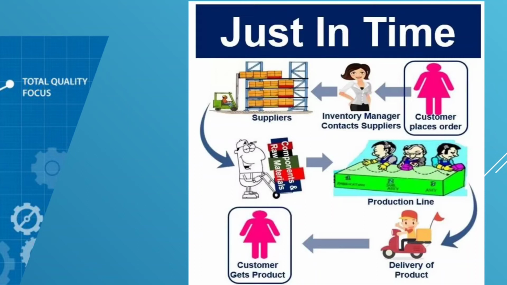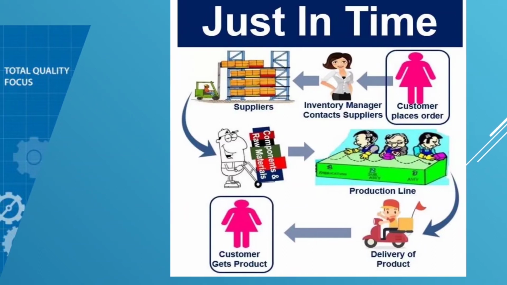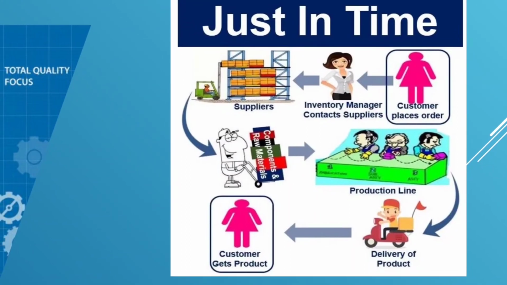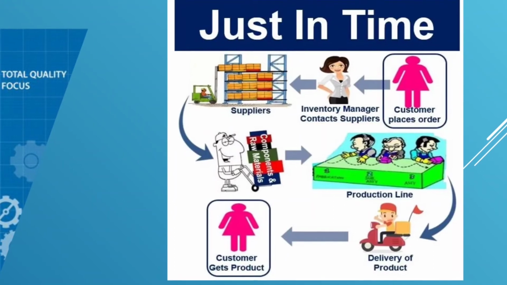So what happens in this, you can see in here, there is a chart. First the customer is going to place an order. Then the manager contacts the supplier, meaning the manager contacts the factory person. The supplier decides which type of product is demanded by the customer, and he is going to ask for the raw materials. You can see here it's a raw material person.